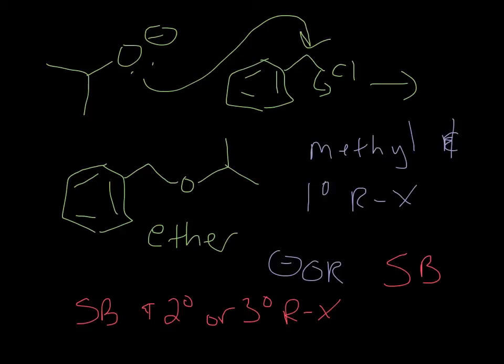As the substrate gets more hindered, we're more likely to see elimination products with strong bases. So because we have an alkoxide ion in this reaction acting as a nucleophile, it will only work with unhindered systems, methyl and primary RX. If we have a strong base with a secondary or a tertiary RX, then we end up getting an E2 elimination reaction, and we generate alkenes instead of substitution reactions that yield ethers.